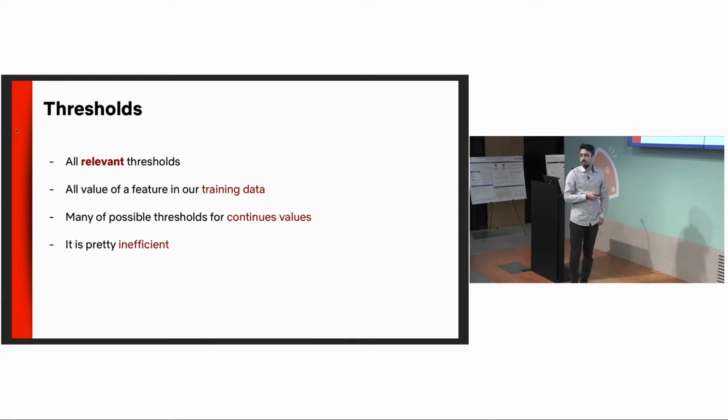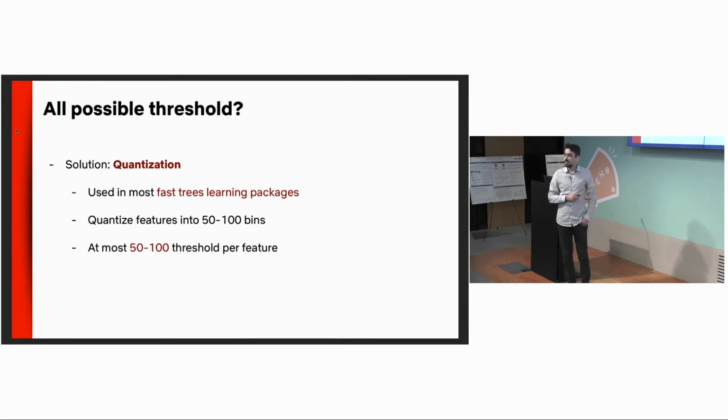But still, if you have a continuous variable, you will end up with a lot of values in your training data, and it's going to be inefficient. Luckily, we can use quantization. And quantization has been around for many years and has been used in a lot of these fast decision tree learning algorithms like XGBoost and others. And it has been shown that if you quantize your data into 50 or 100 bins, you don't lose much in accuracy. And if we do this trick, we will end up with 50 to 100 thresholds per feature. That's pretty much manageable. And we can go and train our network.